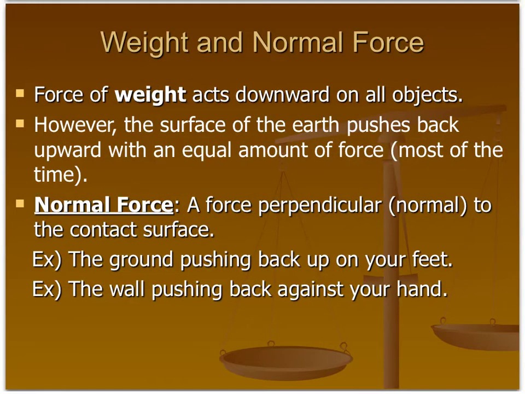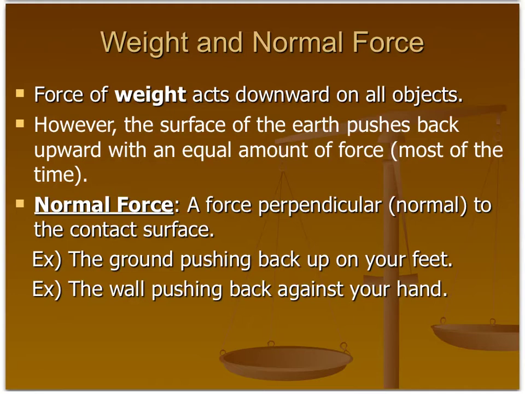Since I know that weight is a force caused by gravity, and we know that gravity acts downward on objects for our frame of reference, remember it pulls things towards the center of the Earth, I know that my force of weight is going to act downward on all objects as well. And so even though my weight is acting downwards due to gravity, I'm not going to fall through the surface of the Earth because the Earth actually pushes back up on me with a force that is equal to my weight. And that force is something that we refer to as the normal force.